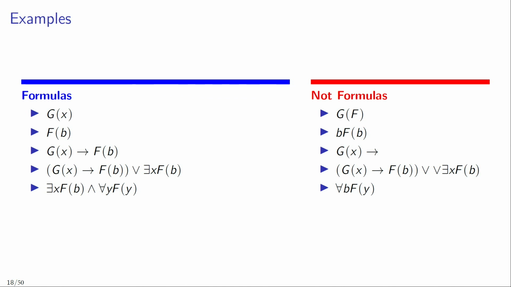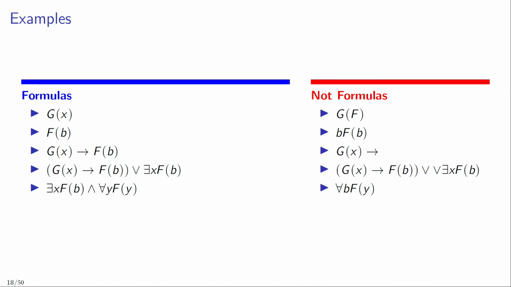Now, similarly, the disjunction, if Gx, then Fb, or there is an x such that Fb, that is also a formula. Here we have two atomic formulas, Gx and Fb, and then we have used the quantifier, the conditional sign and the disjunction sign to construct a complex formula from these atomic formulas. And to give you a final example, there is an x such that Fb, and for all y, Fy, that is also a formula.